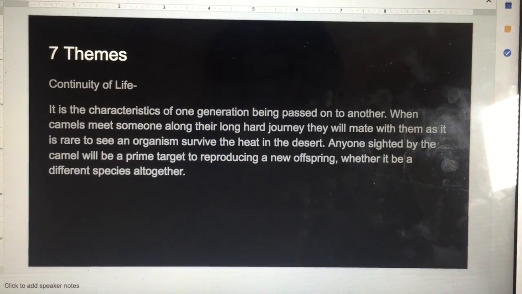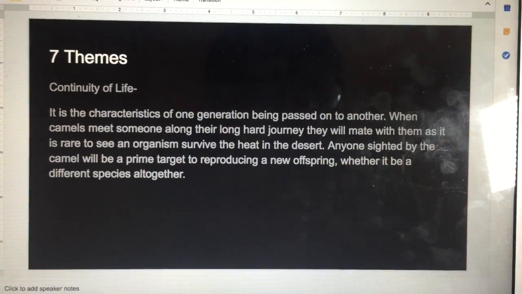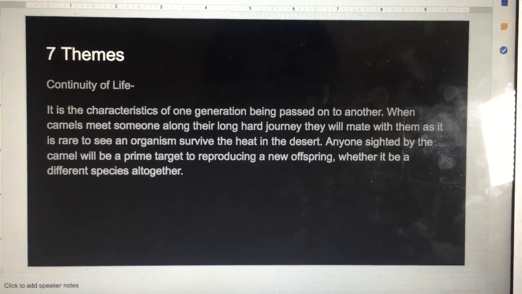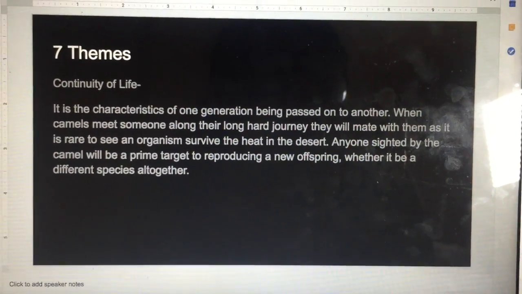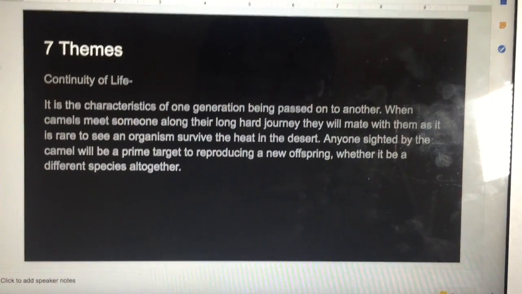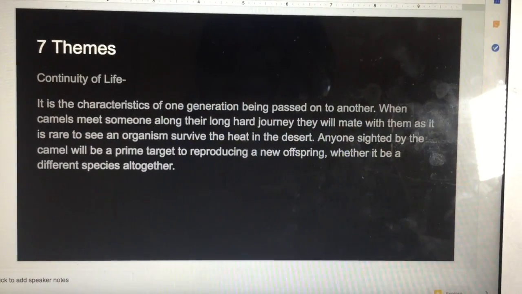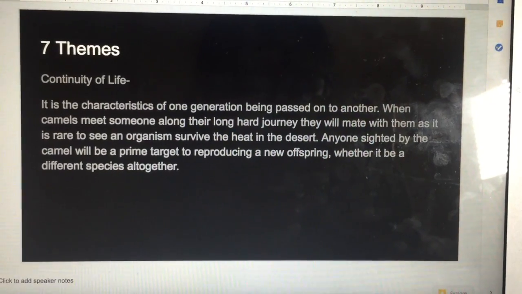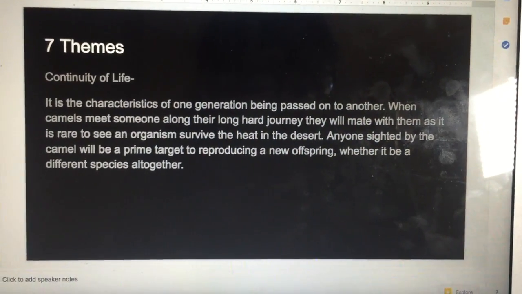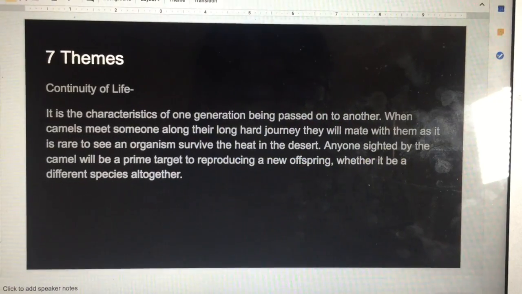Continuity of life is the characteristic of one generation being passed on to another. When camels meet someone along their long hard journey, they will mate with them, as it is rare to see an organism survive in the heat in the desert. Anyone sighted by the camel will be a prime target for reproducing new offspring, whether it be a different species altogether.